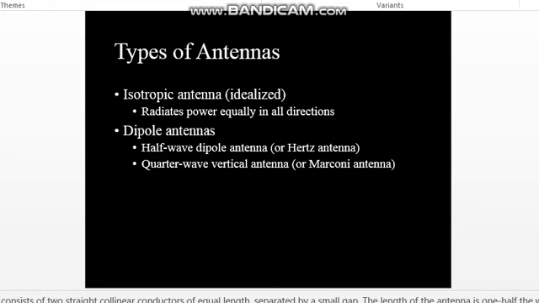So now the types of antenna, continued from the previous video. We know what an isotropic antenna is, the idealized antenna. Dipole antennas are not idealized, but they are the half wave and quarter wave dipole antennas.